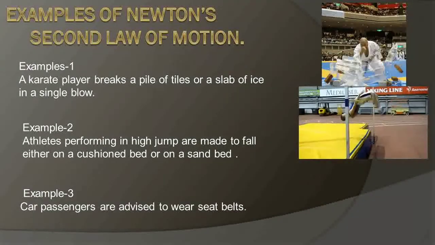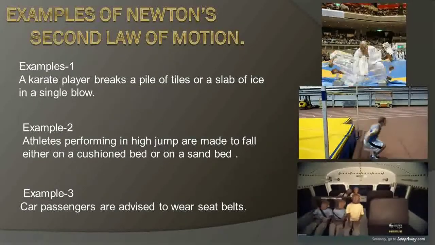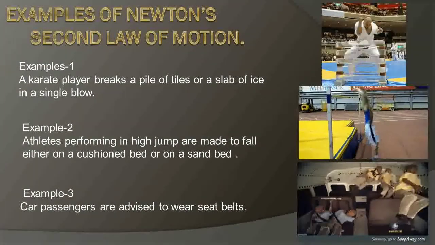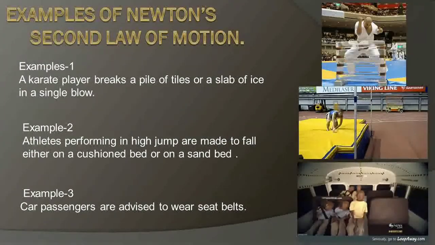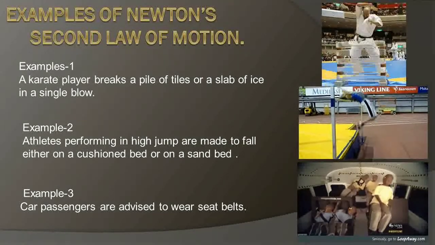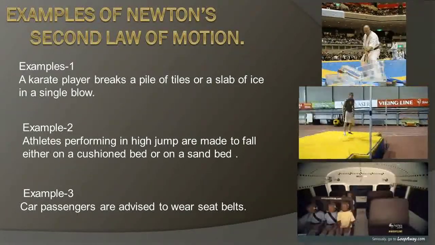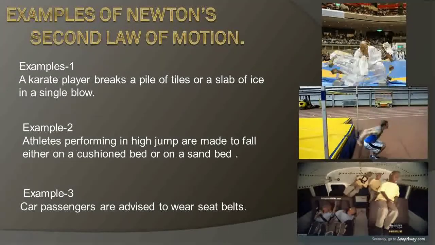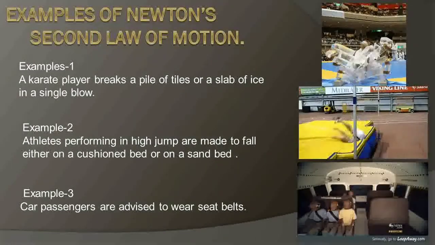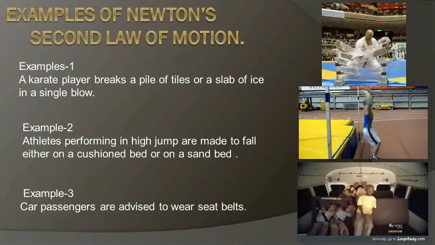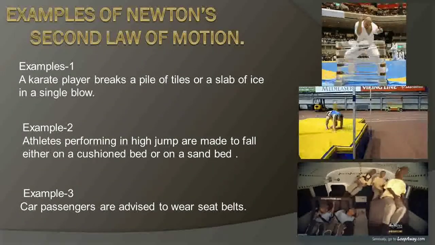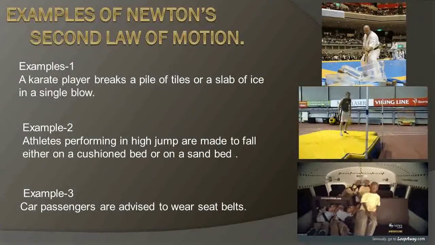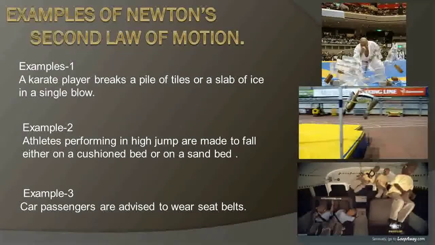Our next example is that car passengers are advised to wear seat belts. Why are they advised to wear seat belts? During a car accident, the car stops suddenly. The seat belts worn by the passengers prevent them from falling forward suddenly. It enables the entire momentum of the passenger to reduce to zero in a long time interval. Or in other words, the rate of change of momentum is small. So the impact force is small, hence it prevents injury.